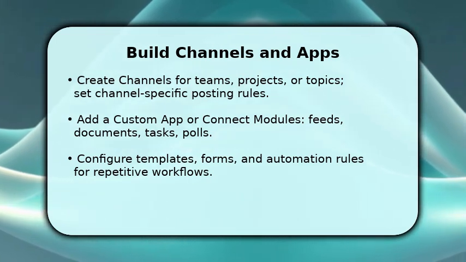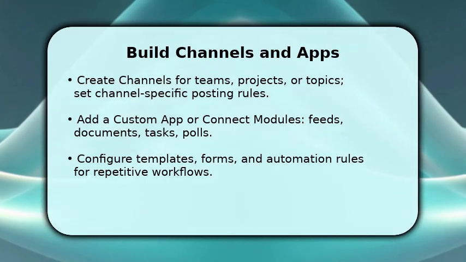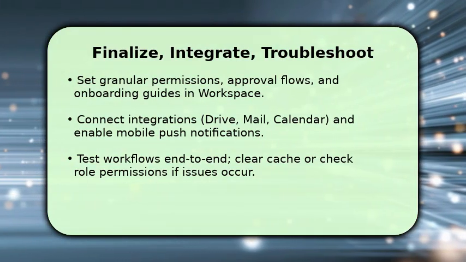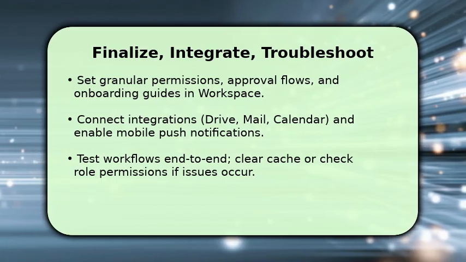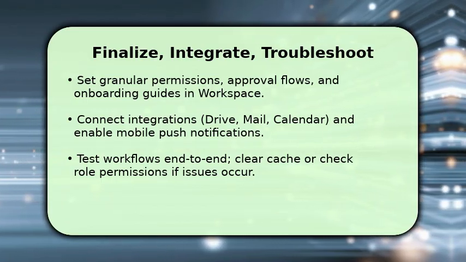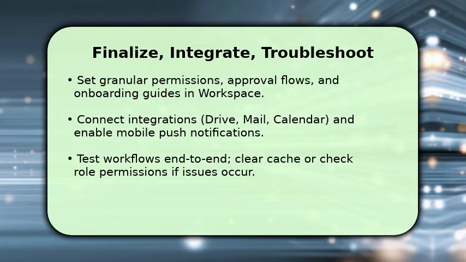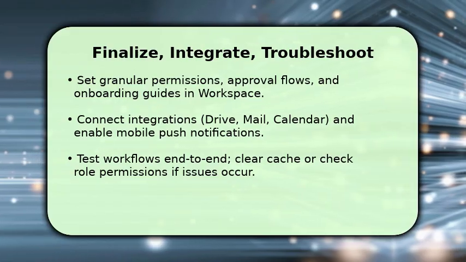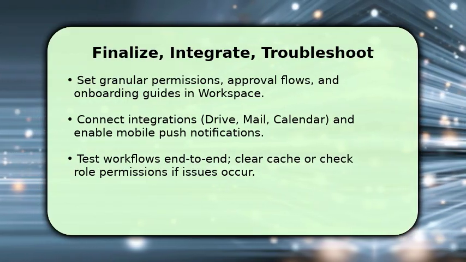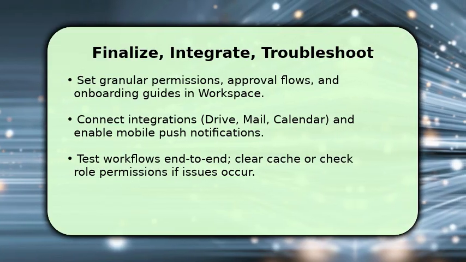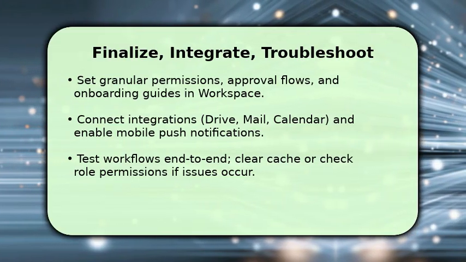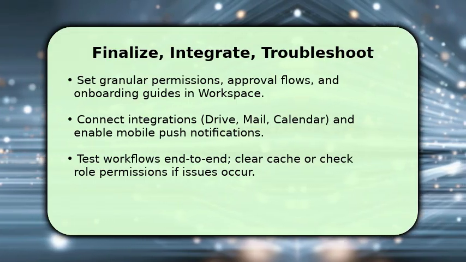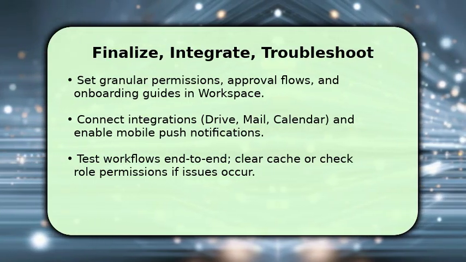Finish by tightening permissions and creating approval flows so content and tasks move correctly. Upload a short onboarding guide inside the workspace so newcomers start fast. Connect external integrations, Drive, Mail, Calendar, and enable mobile push notifications to keep everyone synchronized. Test workflows end-to-end with a sample post-to-task cycle and a file upload to confirm integrations. If things go wrong, check role permissions first and clear browser cache, or re-invite the affected user.